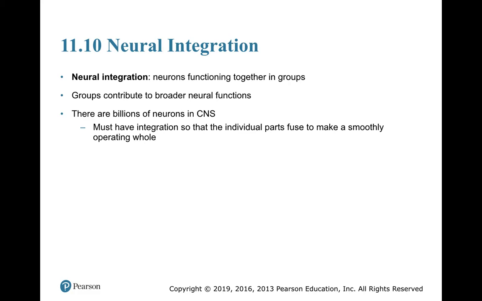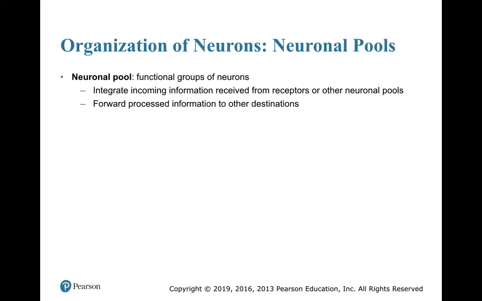There are billions of neurons in the central nervous system. They're all hooked up to at least thousands of other neurons, and we must have integration so that the parts fuse to make a smooth operating whole. But in reality, most of it is still a big black box to us. Let's start with organization of the neurons. There are different ways that neurons can be pooled together.